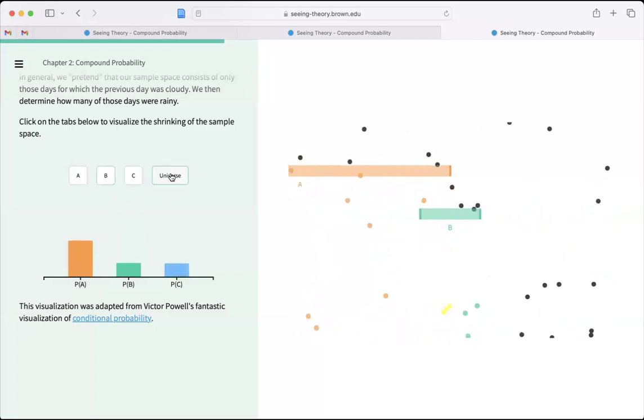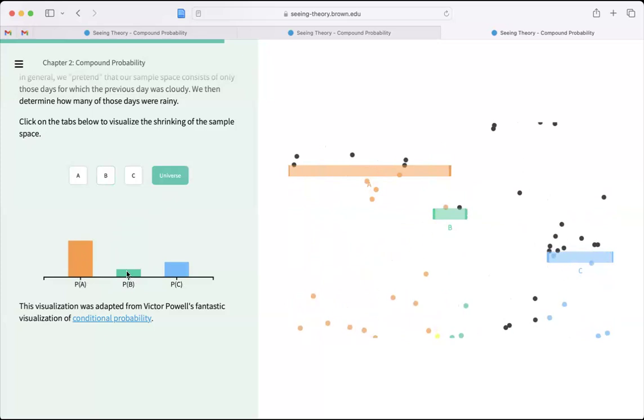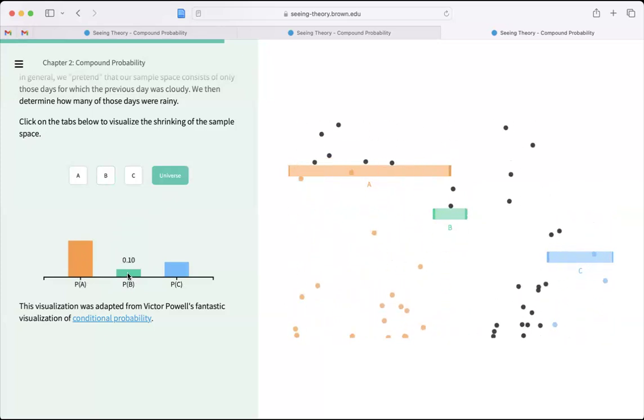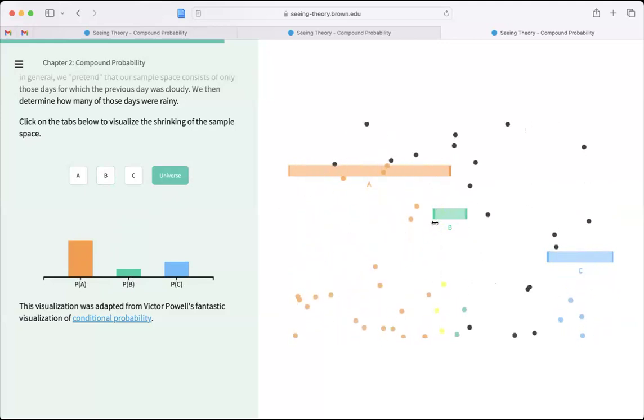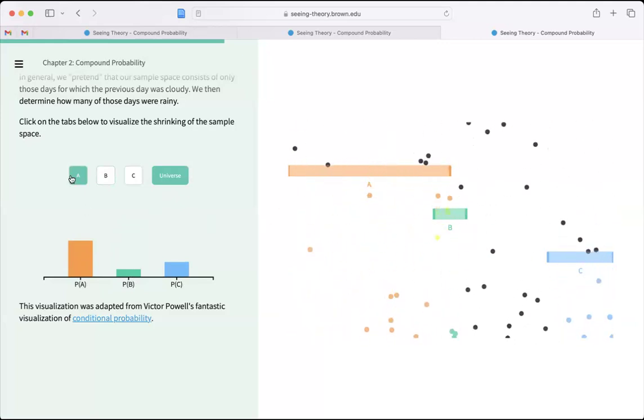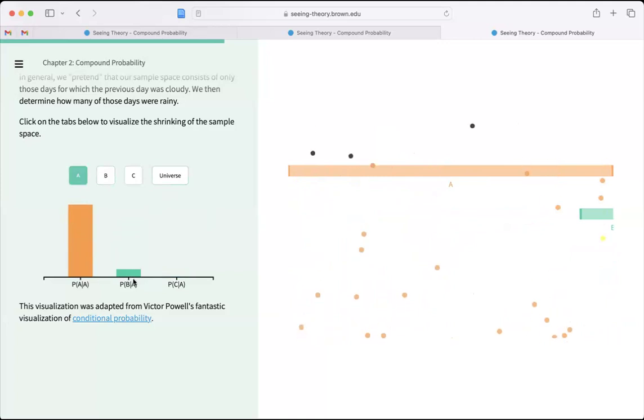Okay, and go back to the universe. If the probability of B is 0.1, meaning 1 out of 10 times the balls are going to hit B, but then I condition on A, the probability of B given A is still 0.1, because in this reduced sample space, B still covers 1/10 of the area. And so 1/10 of these balls that are falling are going to fall in there.